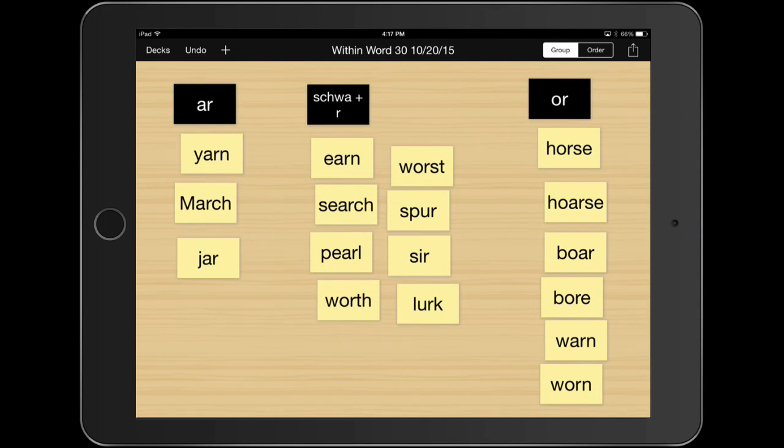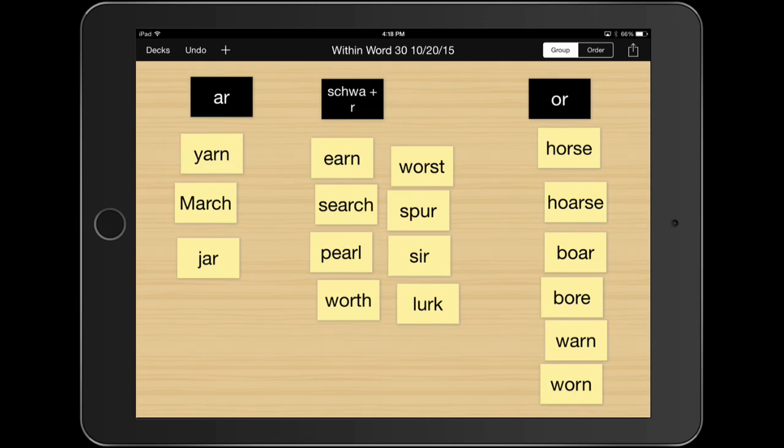This is the sort for October 20th, 2015. I began this sort by already organizing the words underneath each of the black header cards, AR, schwa plus R, and OR. Let's begin with this black header card, AR.